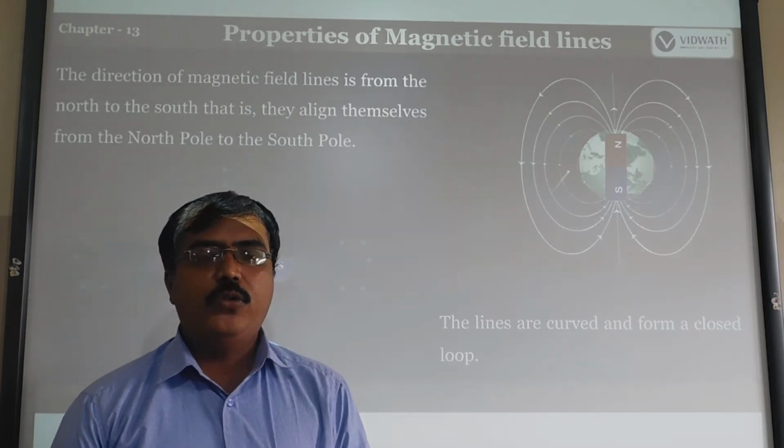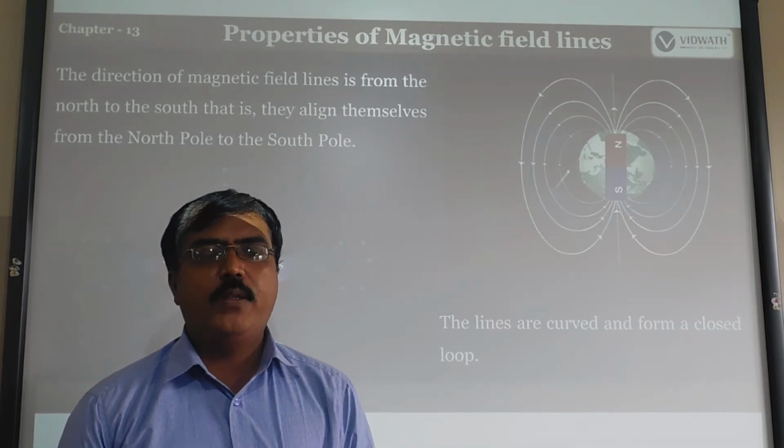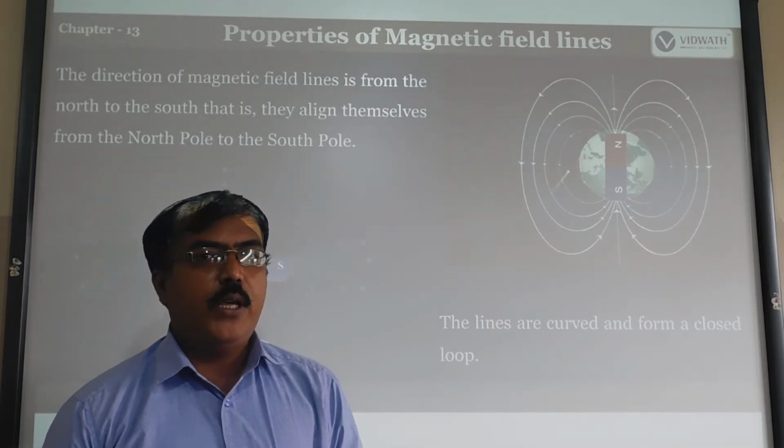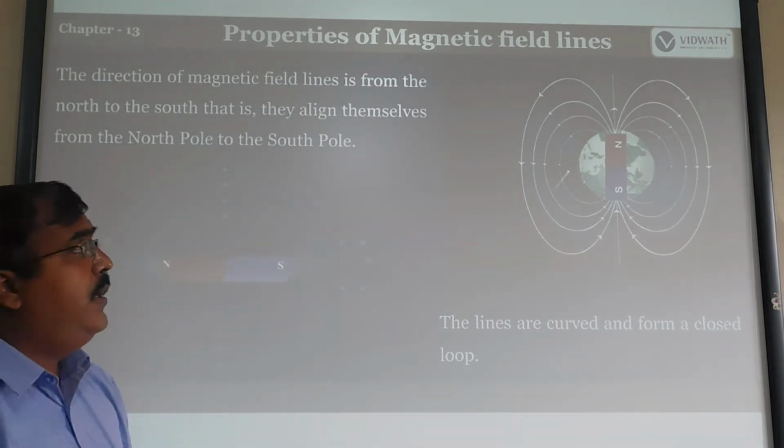Dear students, in the last class we discussed the magnetic effect of electric current. Under that, we saw how to produce a magnetic field and also how to draw the magnetic field lines. Next, we will discuss the properties of magnetic field lines.